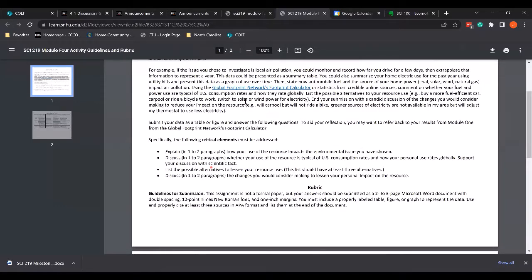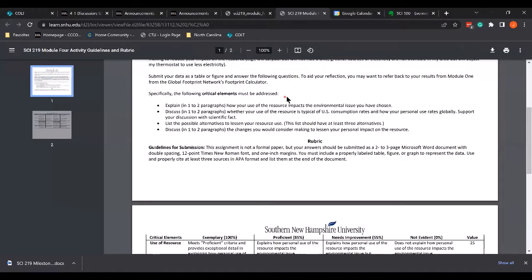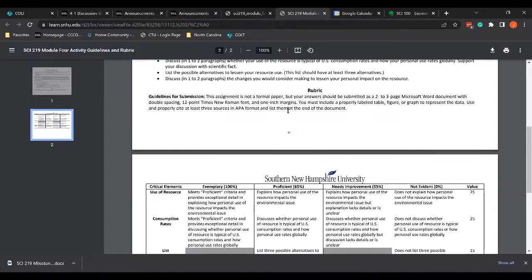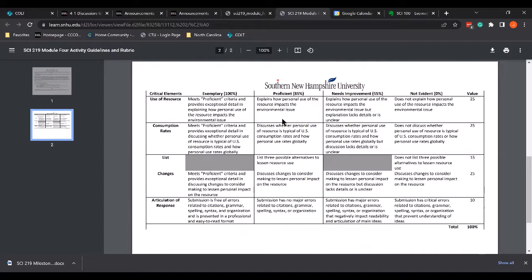So you're going to explain how your use of a resource impacts your environmental issue that you've chosen. You're also going to discuss whether your use of the resource is typical of U.S. consumption rates and compare it to global rates. And then you're going to list possible alternatives to lessen your resource use, and discuss how you are going to implement these changes to lessen your personal impact. So if you look at the rubric, it lists those things there.